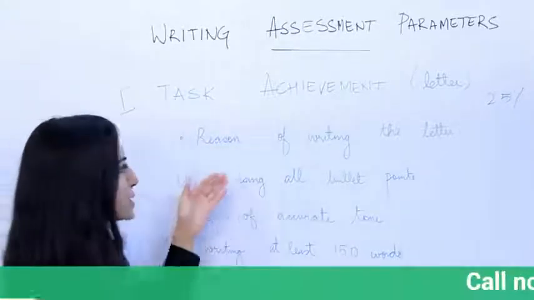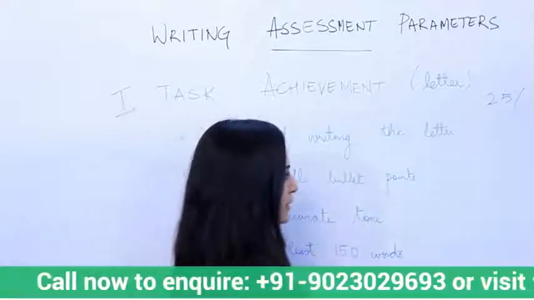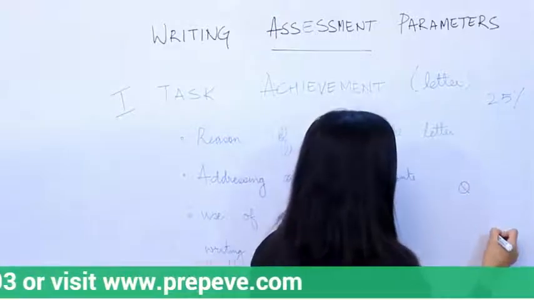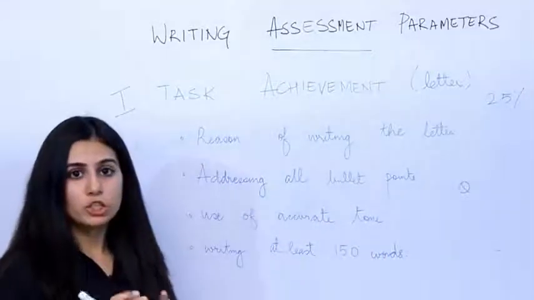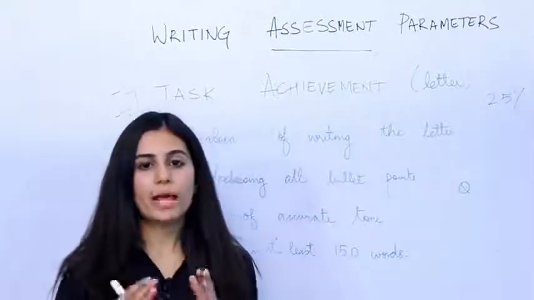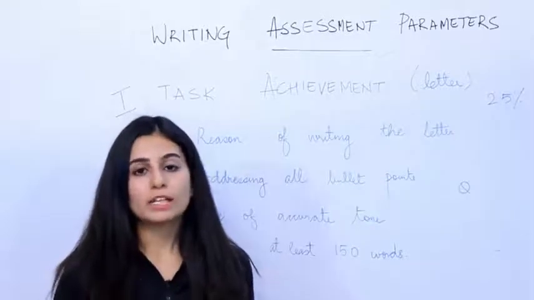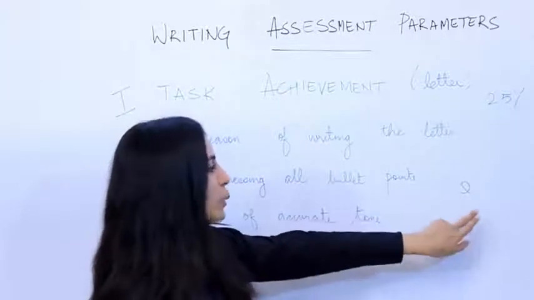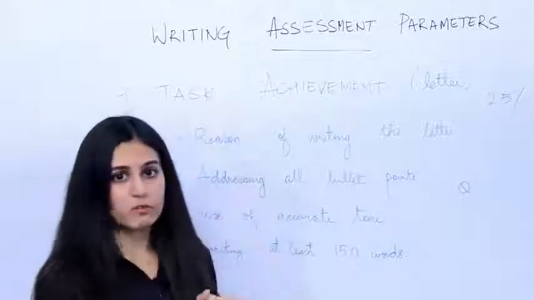Number 2, addressing all bullet points. As you might remember, in any letter, you have a question. You have one bullet point, you have the second bullet point, and then you have the third bullet point. So you have to make sure that you address each and every bullet point. Whatever that particular bullet point is asking you, you need to address that particular task. So basically there are 3 tasks, and when you achieve each one of them, you basically score good on task achievement, right?